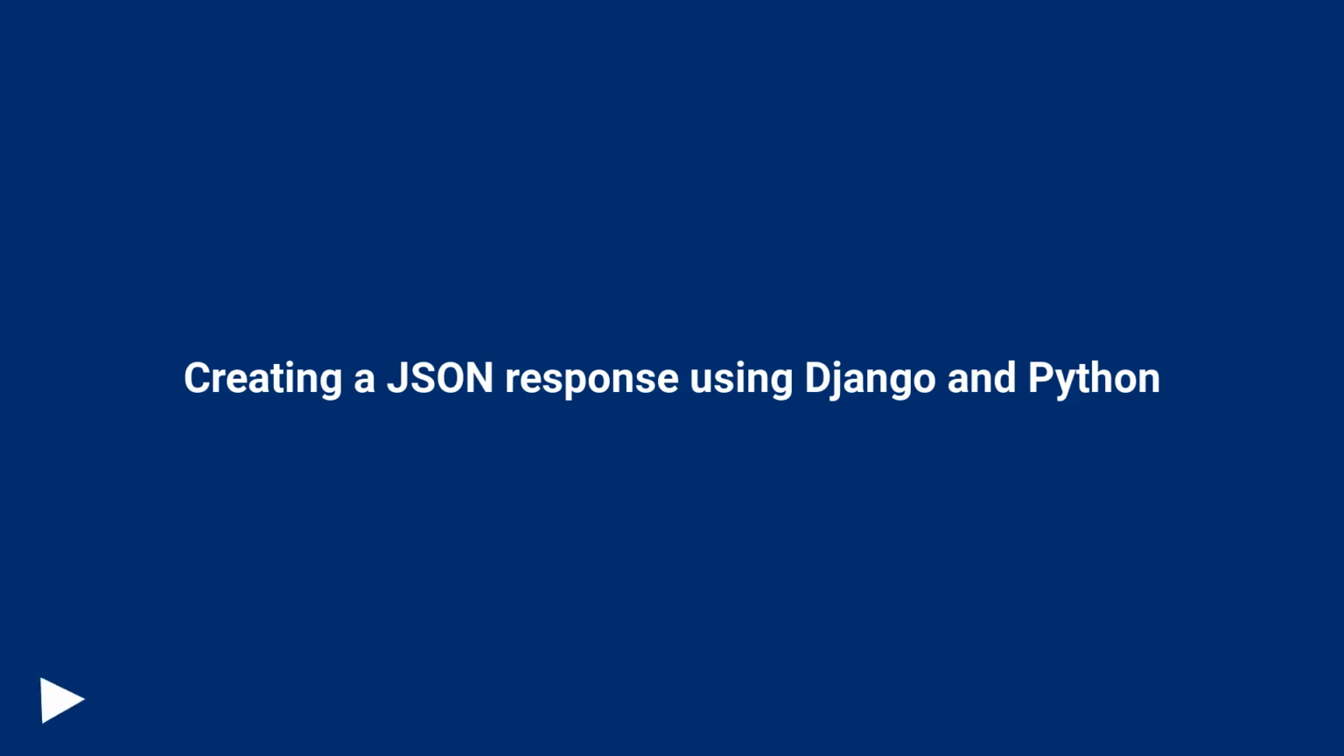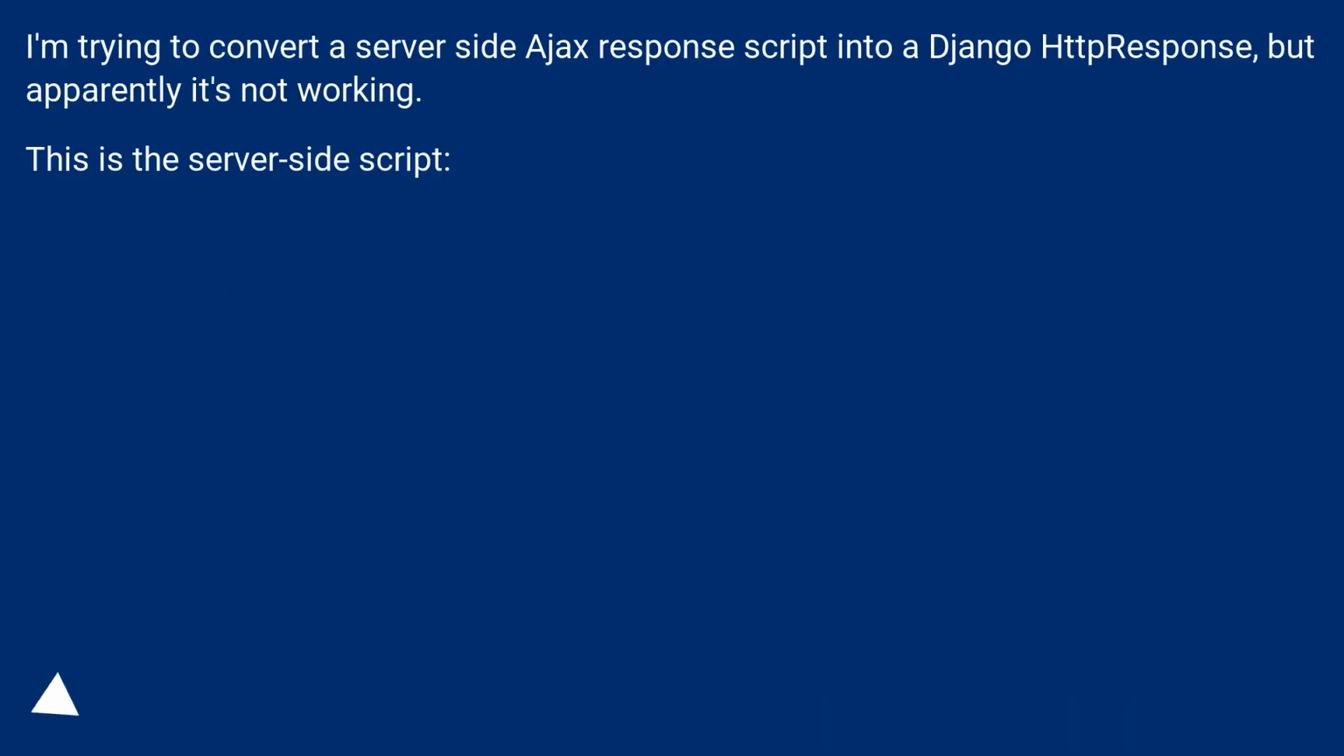Creating a JSON response using Django and Python. I'm trying to convert a server-side AJAX response script into a Django response, but apparently it's not working. This is the server-side script.